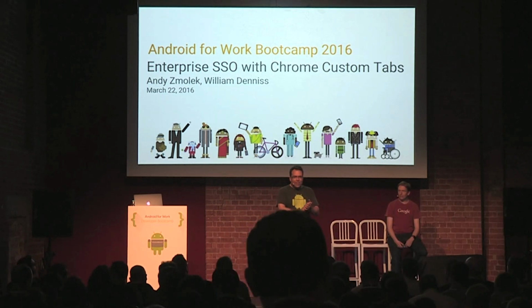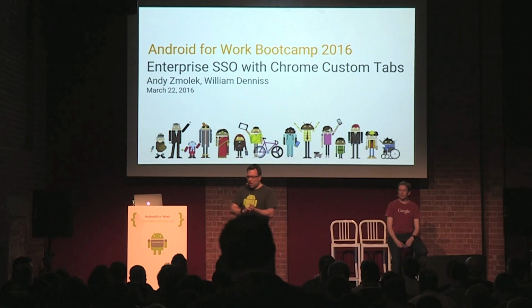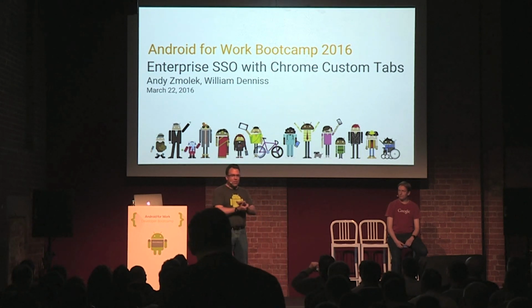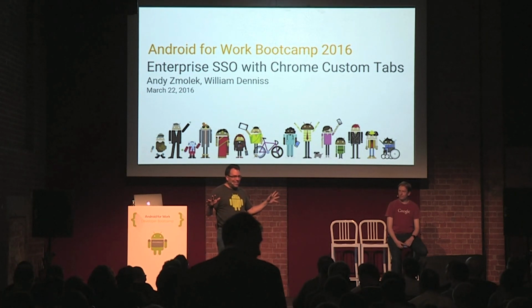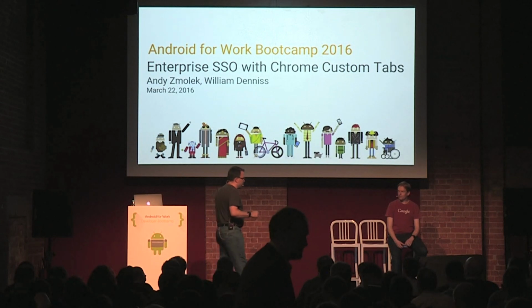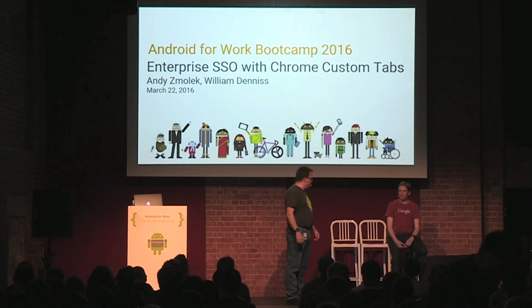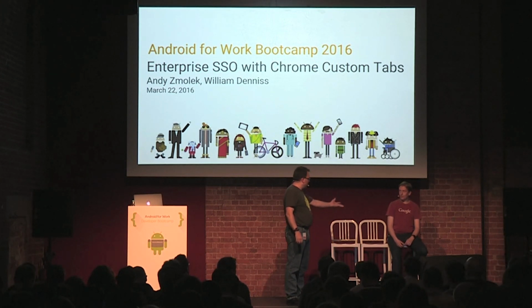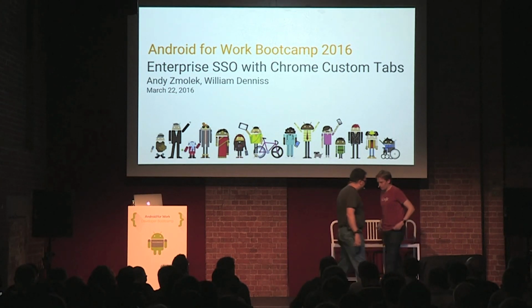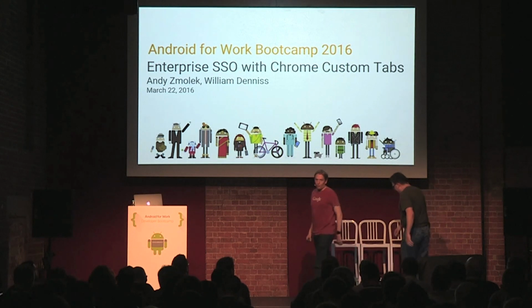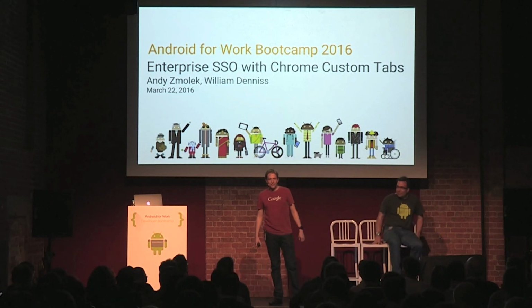I'm Andy Smolik. I am ecosystem cat herder on the Android team. I work with a lot of different Android for Work ecosystem partners, and I also work very closely with the identity team at Google. And so I'm going to let William introduce himself and kick this off. Hi, everyone. So I'm William Dennis, product manager on the identity team.